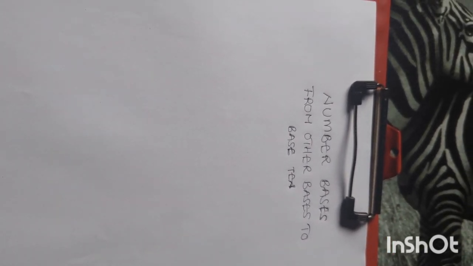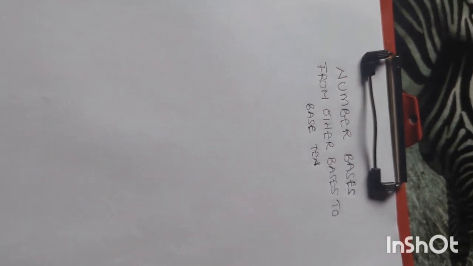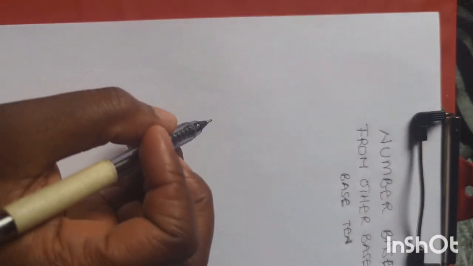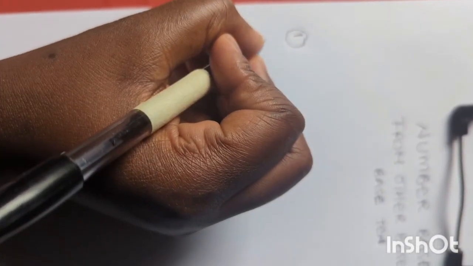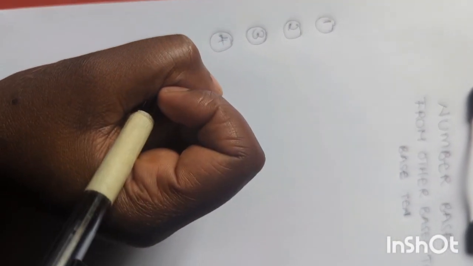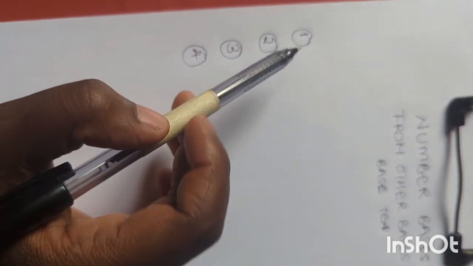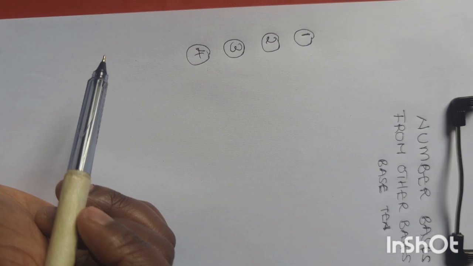So in today's tutorial, we're going to focus on how to convert from other bases to base what? 10. Remember, the other bases are simply base 2 and base 5. To understand this, we're going to solve 4 examples. I'm going to list my examples here: 1, 2, 3, and 4. The first 2 examples will be from base 5 to base 10, and then 3 and 4 will be from base 2 to base 10.